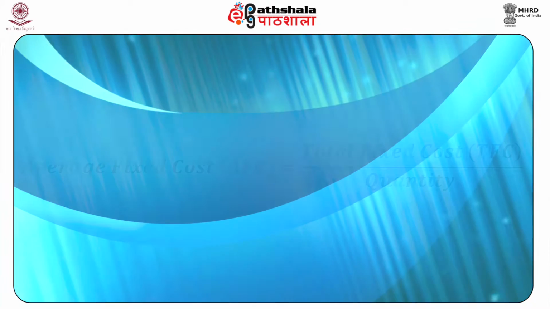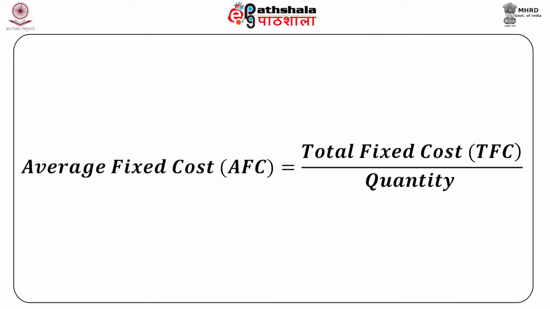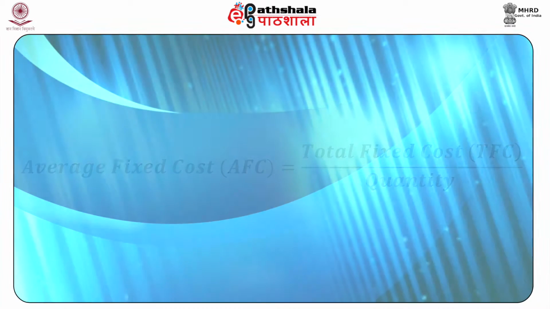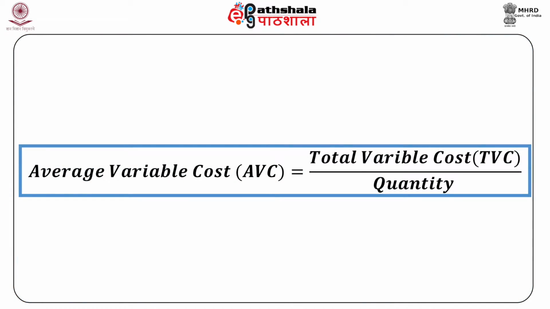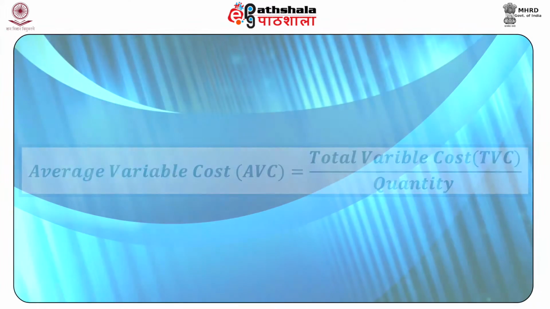Average fixed cost. It is the fixed cost per unit of output. That is, AFC is equal to TFC divided by quantity. Average fixed cost is calculated by dividing the total fixed cost by the quantity produced. Average variable cost. It is the variable cost per unit of output. That is, AVC is equal to TVC divided by quantity. Average variable cost is calculated by dividing the total variable cost by the quantity produced.